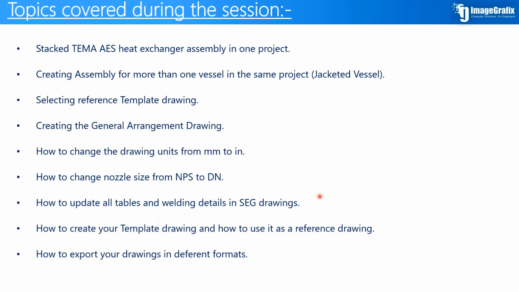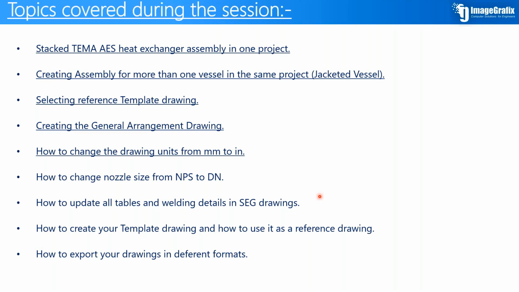Okay. By the end of this webinar, we discussed how to create a stacked TEMA heat exchanger by using the project assembly tool, how to create an assembly for a jacketed vessel, how to select and create a template drawing and use it as a reference drawing in your model, how to change the units from millimeter to inches, how to change the nozzle size from NPS to DIN or from DIN to NPS, how to update tables and welding details in SEG drawing, how to create the template drawing and use it as a reference, and how to export your drawings in different formats.